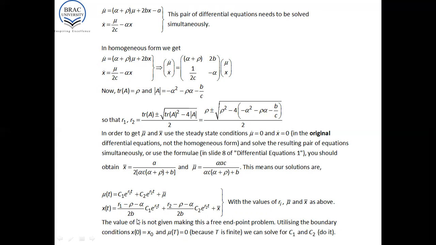Now the value of capital T is not given, making this a free endpoint problem. So utilize the boundary conditions x of 0 is equal to x naught, and mu of capital T is equal to 0 because T is finite. And then you can solve for C1 and C2, and you should do it.